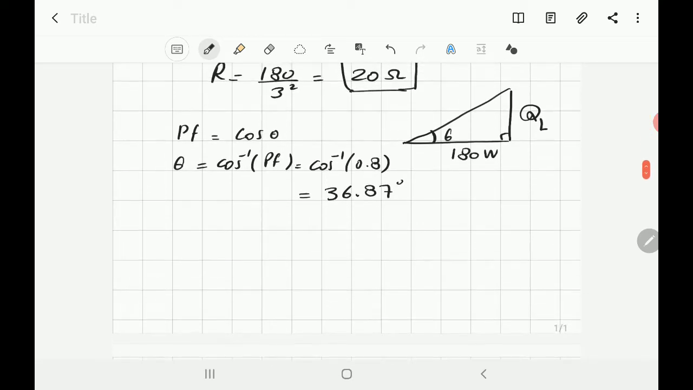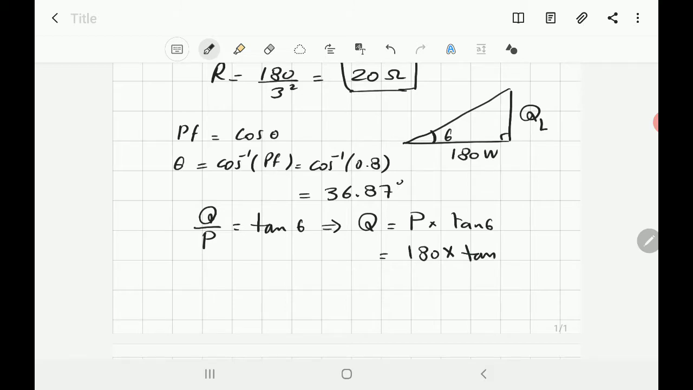I want to find Q. How do you find Q? Q divided by P from the power triangle is equal to tan theta. So Q is equal to P times tan theta. So Q is equal to P, which is 180 watt, times tan of the angle, and we know the angle now is 36.87 degree. So Q will be equal to 135 volt ampere reactive.